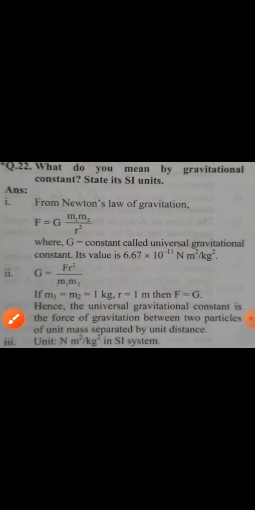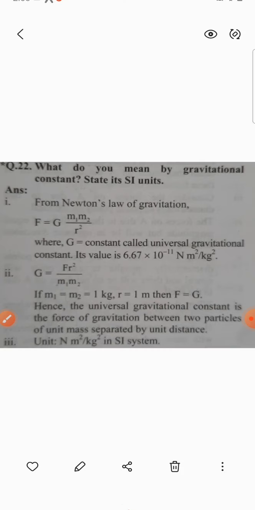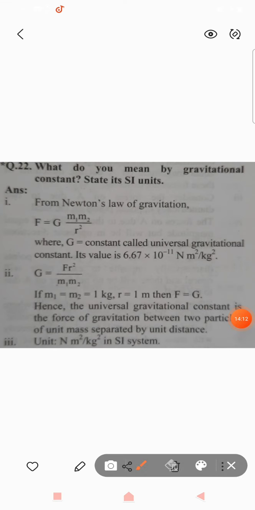So from Newton's law of gravitation, F equals G m1 m2 upon r square, where capital G is known as the gravitational constant, or the universal gravitational constant, and it has one constant value which I have already told you, that is 6.67 into 10 raised to minus 11 Newton meter square per kilogram square. Now what is our aim? Our aim is to find the SI unit of G. Writing G as the subject, we get the formula F r square upon m1 m2.